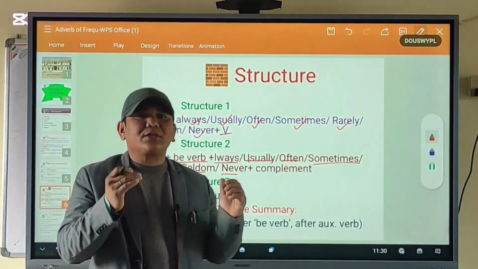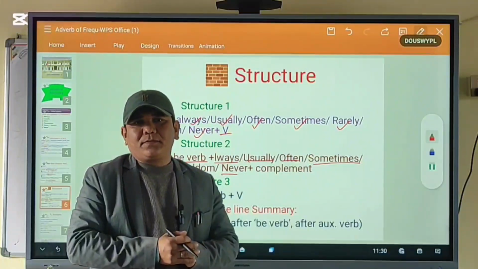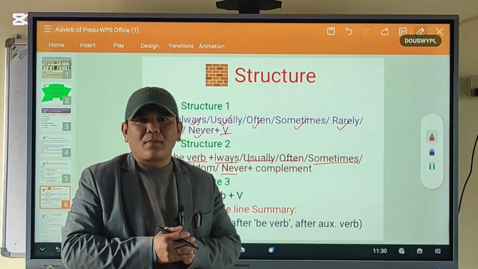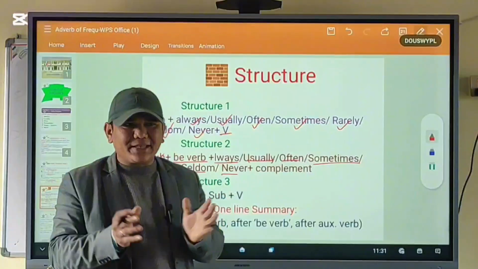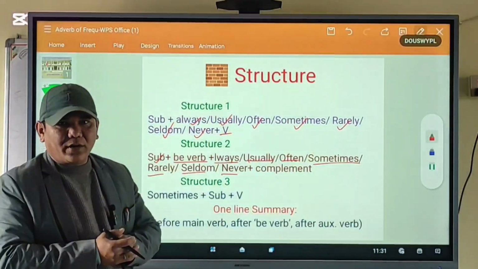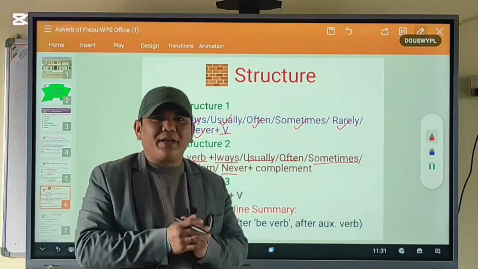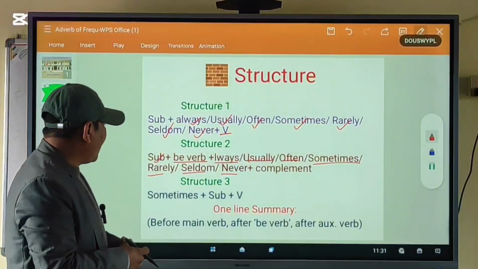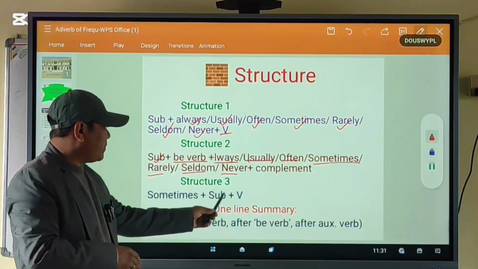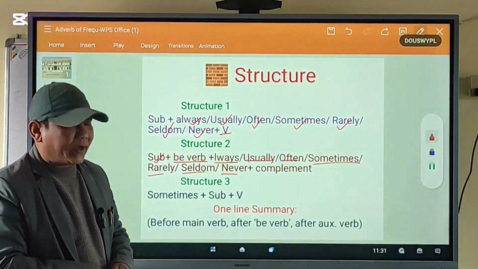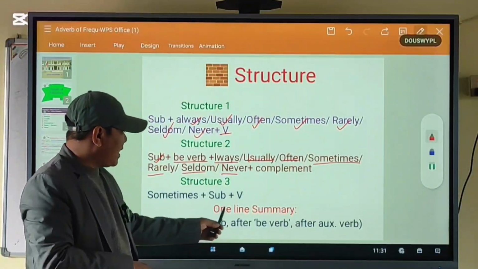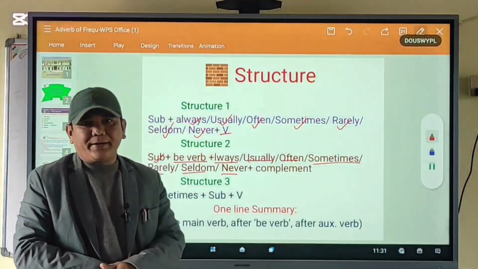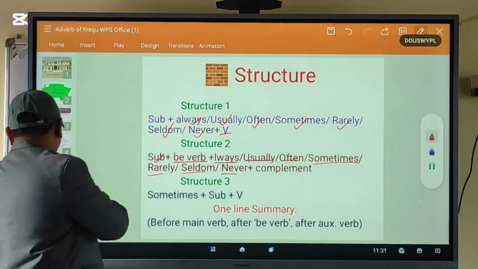Now the question is, what is complement? Complement is always used after main verbs to complete the sentence. Okay? To give the complete meaning of a sentence. Okay? Now the third structure is sometimes plus subject plus verb. Okay, one line summary: before main verb, after be verb, and after auxiliary verb. This is the one line summary. Okay, now let me show you some examples.